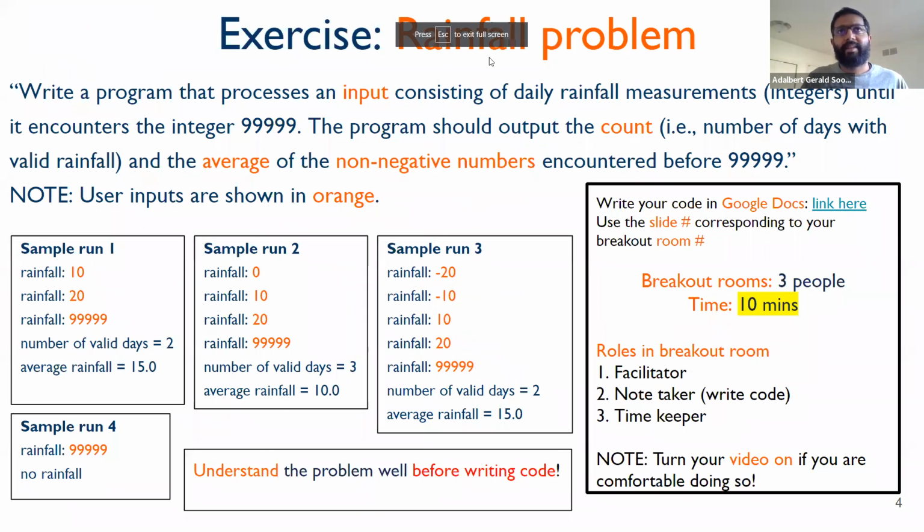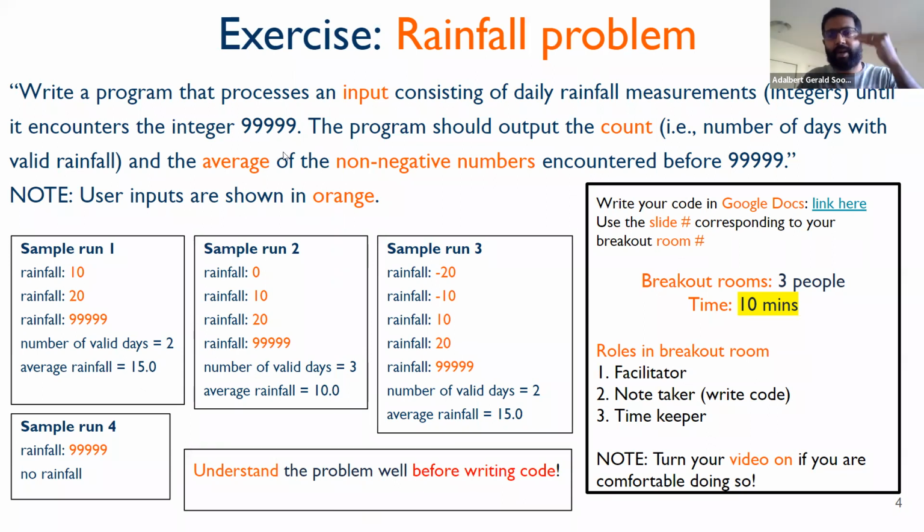Here we say this is called the rainfall problem. Write a program that processes an input consisting of daily rainfall measurements. Assume they are integers. You can assume this just for this particular example. It can be float or double in the real world, but we assume these are integers until it encounters the integer 99999.